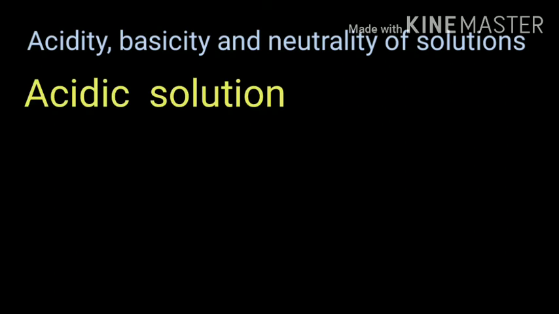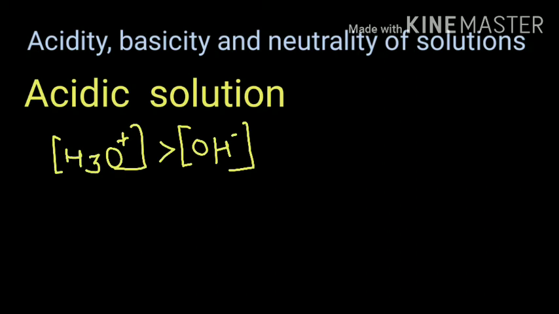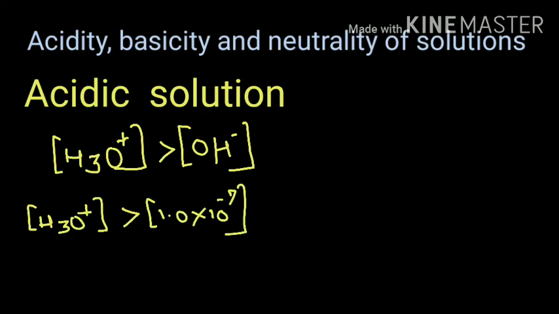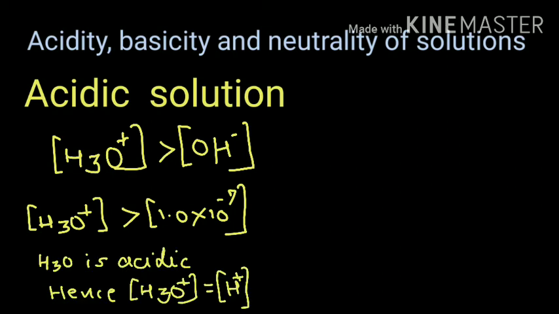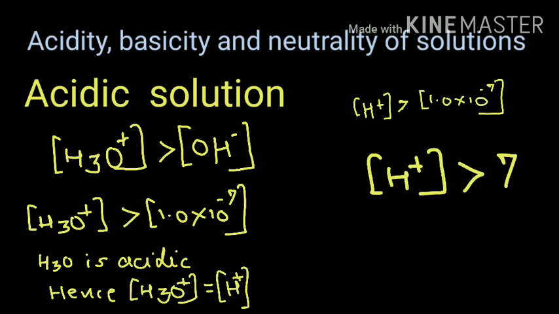Now we move on to the acidic solution. In acidic solution, the concentration of H3O plus ions, that is hydronium ions, is very much high when you compare it with OH minus ions, or you can simply say that the molar concentration of H3O plus ions is greater than 1.0 into 10 raised to minus 7, which is the value of OH minus ions. So from this you can easily deduce that the pH of an acidic solution is going to be less than 7.